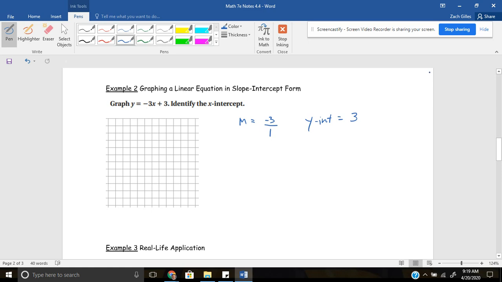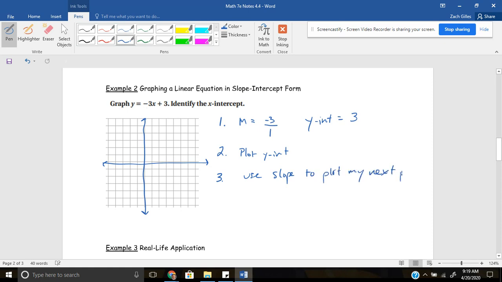So now let's graph this. I'm going to make my y-axis and make my x-axis. The first thing I did was find my slope and my y-intercept. The next thing I like to do is plot my y-intercept. And then lastly, I use the slope to plot my next points.